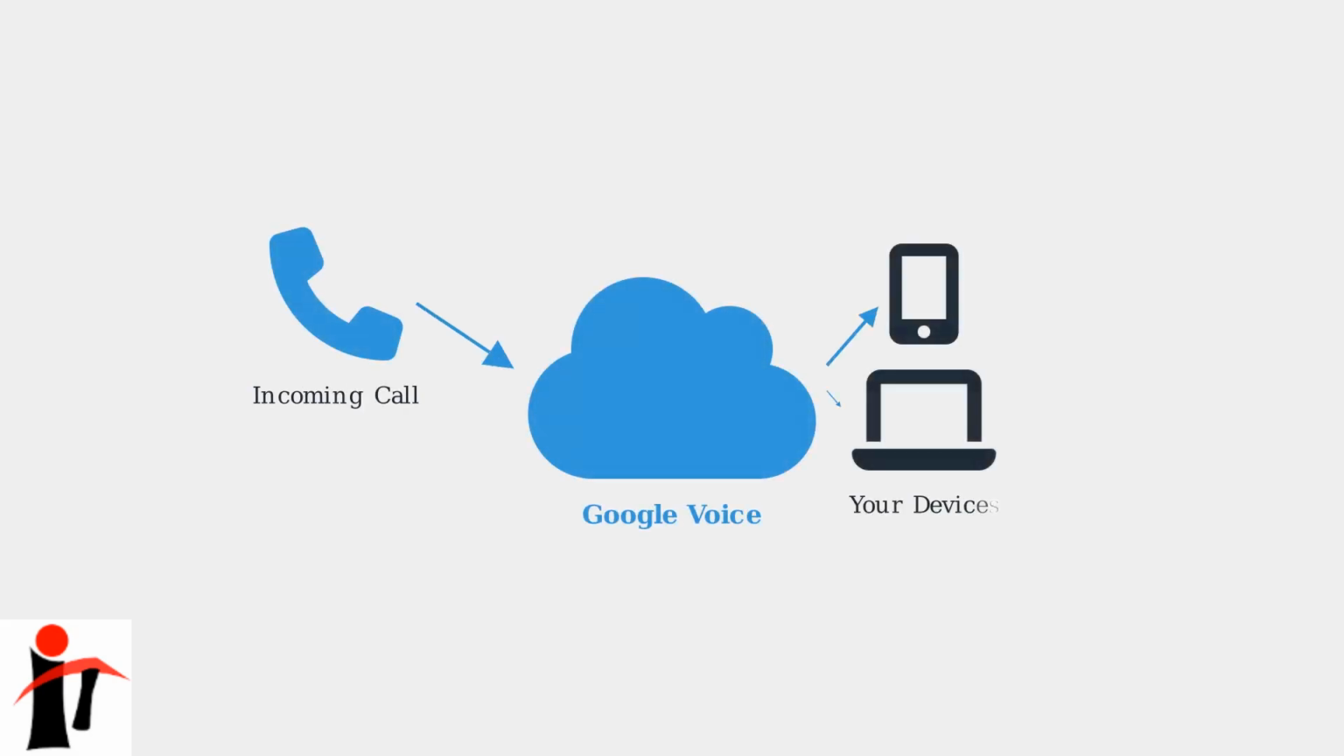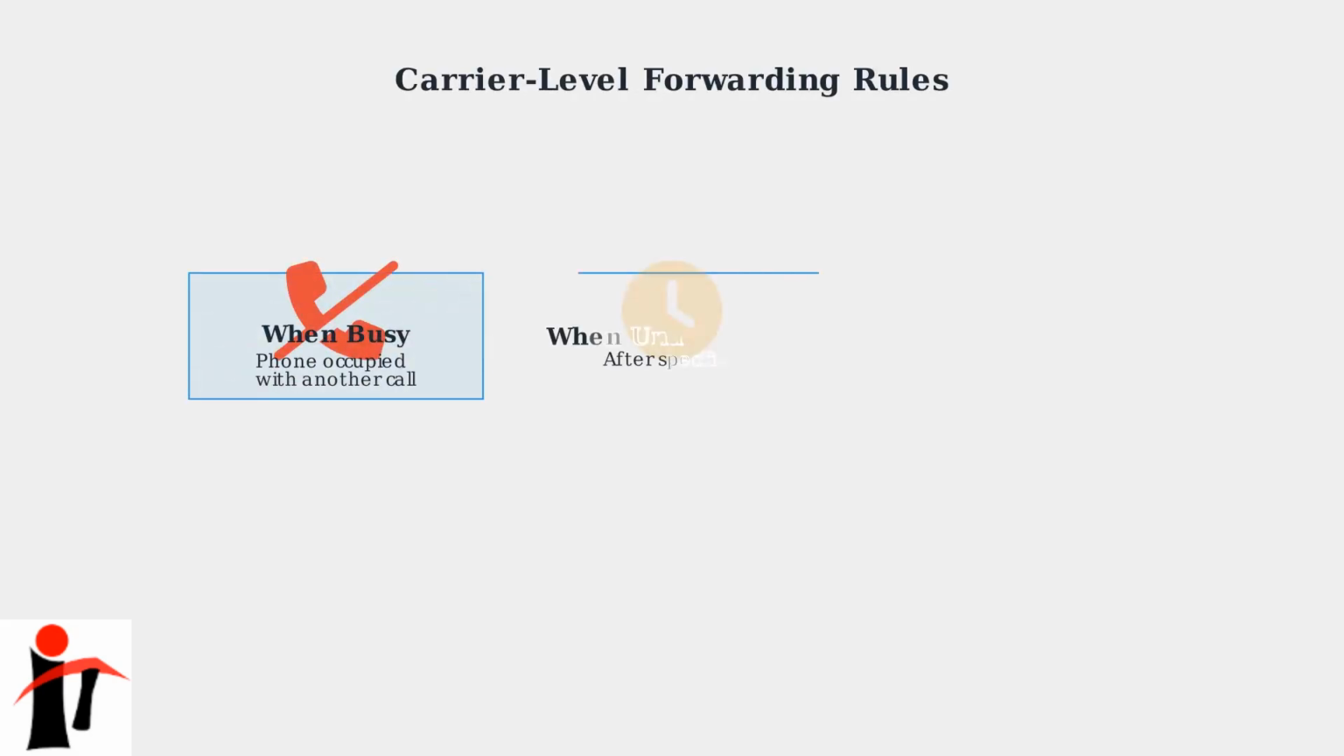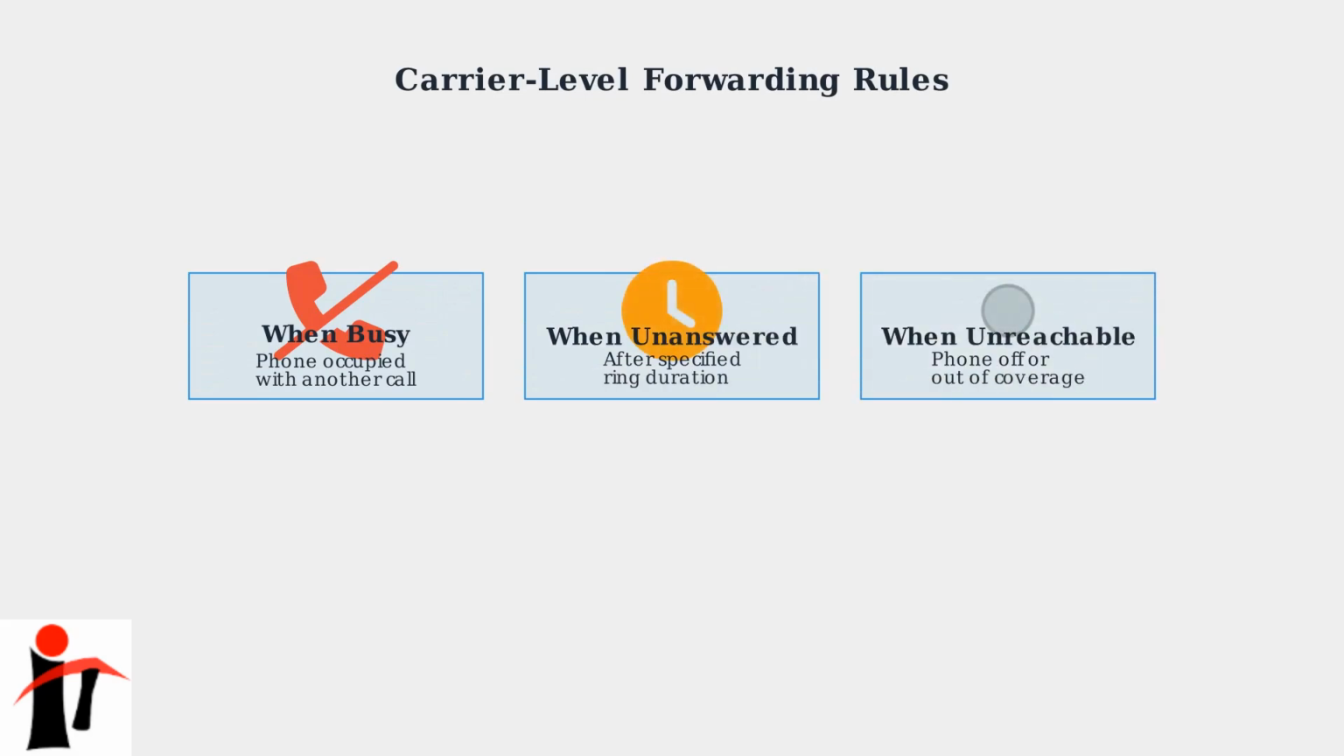Google Voice uses call forwarding to route incoming calls to your linked devices. Understanding how this forwarding system works is essential for fixing call reception issues. Google Voice uses carrier-level forwarding rules that activate in 3 specific situations: when your phone is busy, when calls go unanswered, or when your device is unreachable.